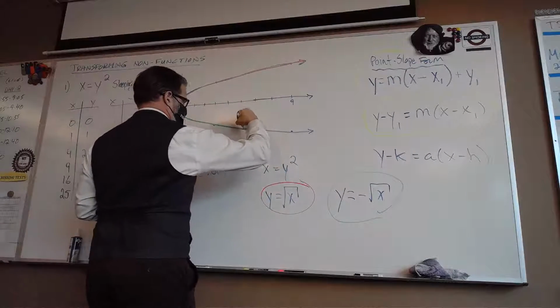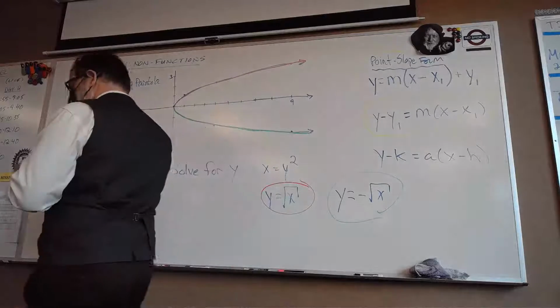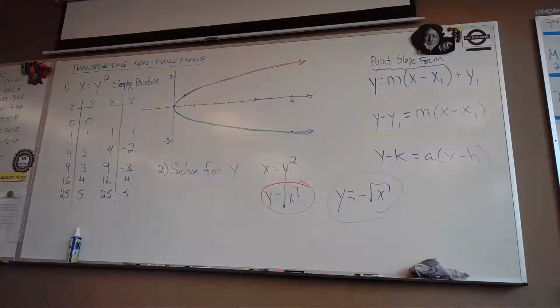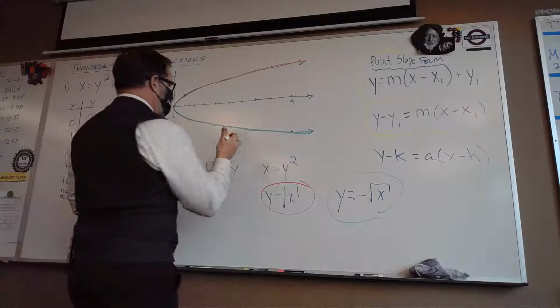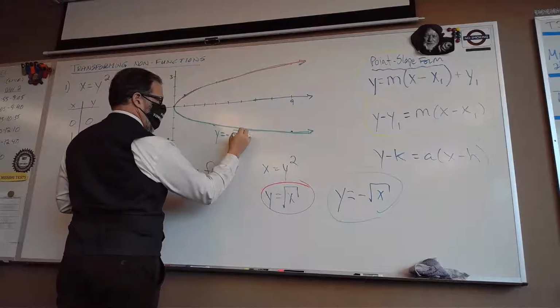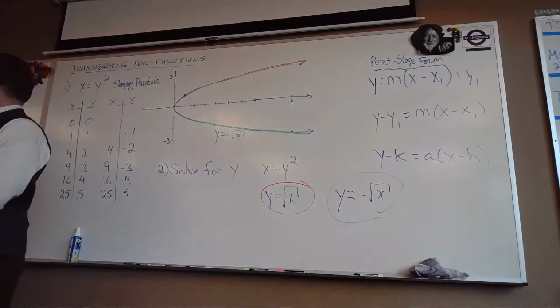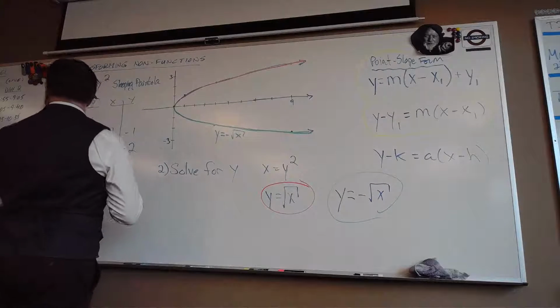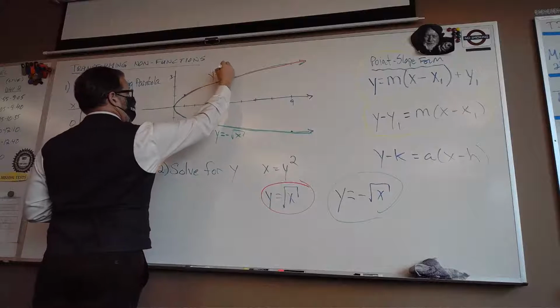Here's the thing about graphing calculators. They're not designed to graph non-functions. And this is a non-function, isn't it? 2 values of y, 2 outputs for every input, for everything to the right of 0, everything greater than 0. So this is not a function, but what I can do is say the bottom half of the function is the negative square root of x, and the top half of the function is the positive square root of x.